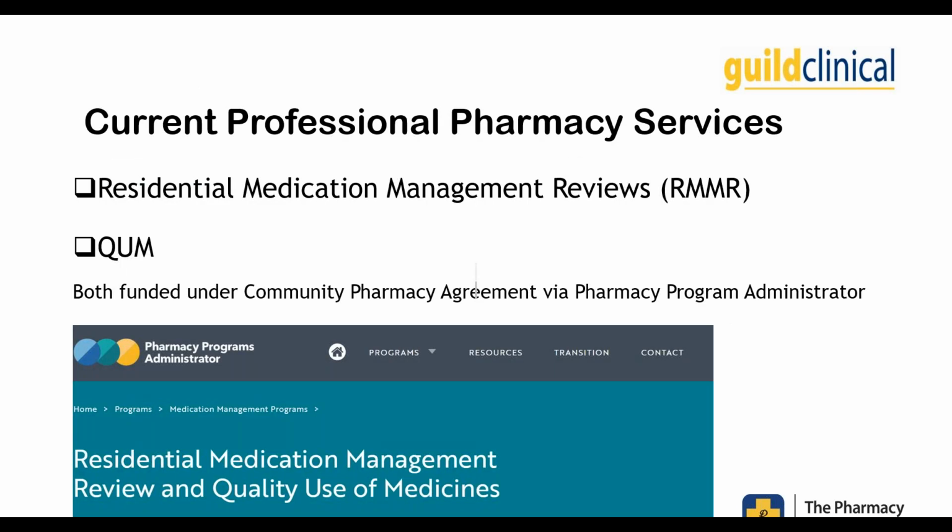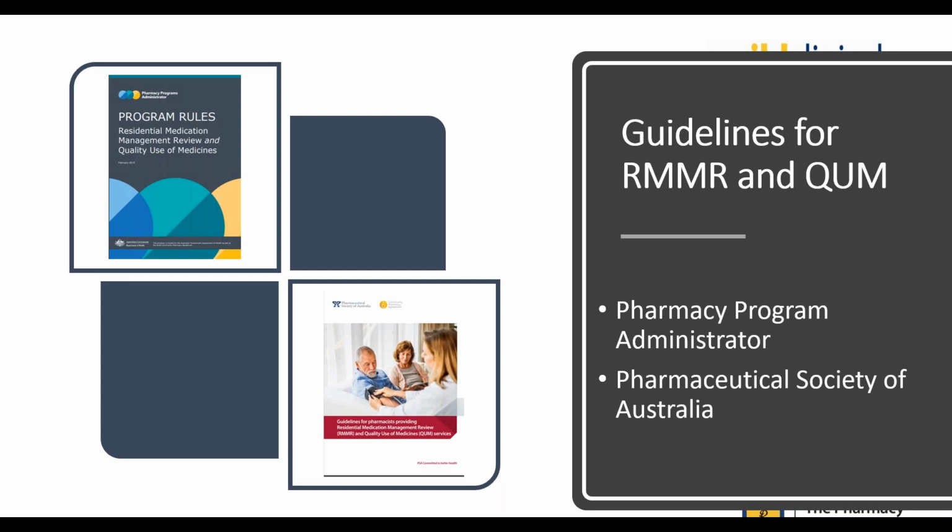RMMR and QUM are two separate services and are funded under the Community Pharmacy Agreement. There are specific program guidelines and they're available on the Pharmacy Program Administration site, or the PPA. And of course, we have the PSA standards and guidelines. Happily, they all sound the same. Sure, these services have been around for some time and structure is appreciated by aged care facilities. Originally, of course, QUM was part of the RMMR service, but now it's a separate service in its own right.